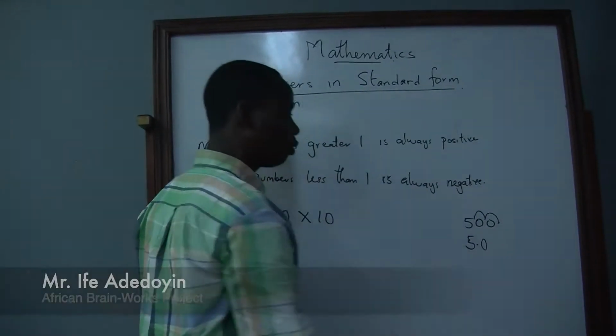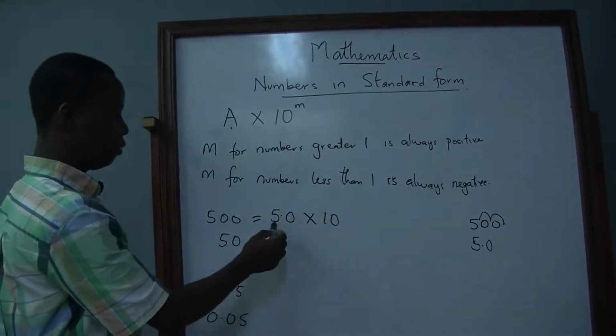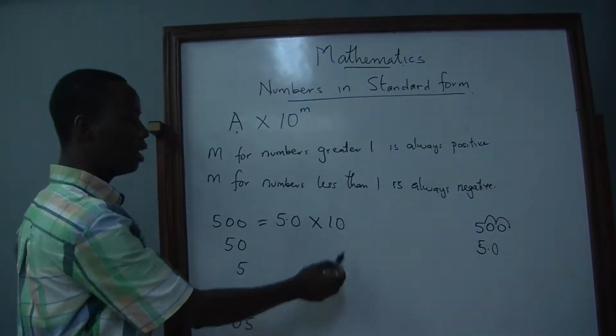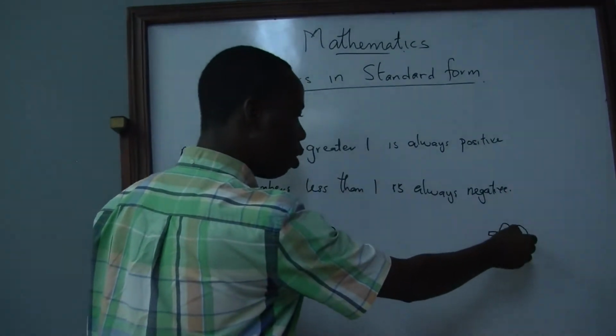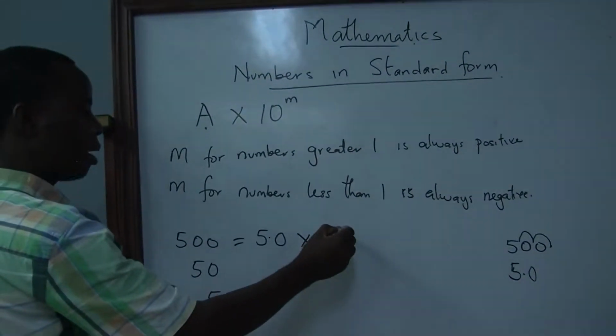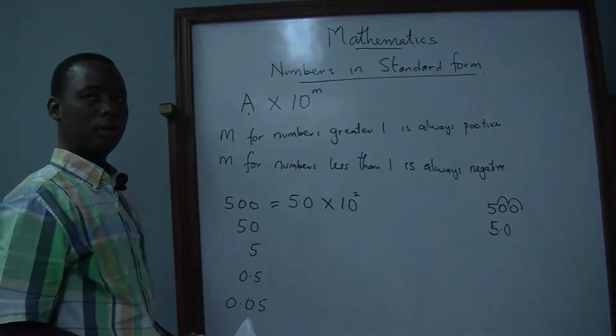Then we'll put just 1 0 there. Then what we have here will be 5.0 times 10. Now, this decimal point has actually moved how many places? 1, 2. That will be the power that this 10 will be carrying.